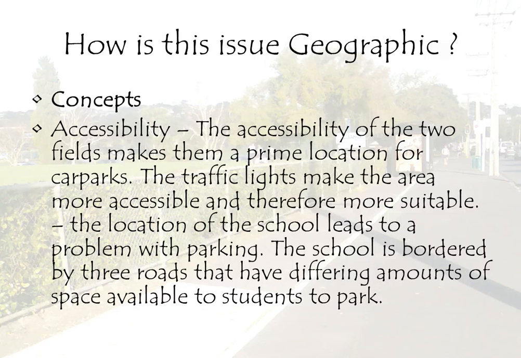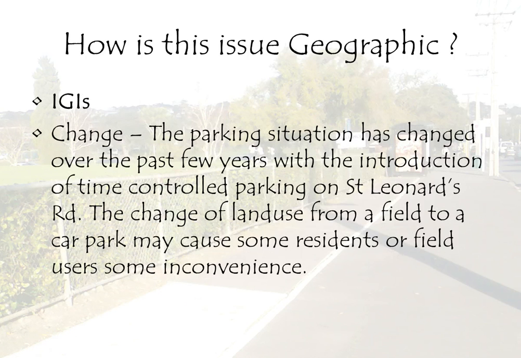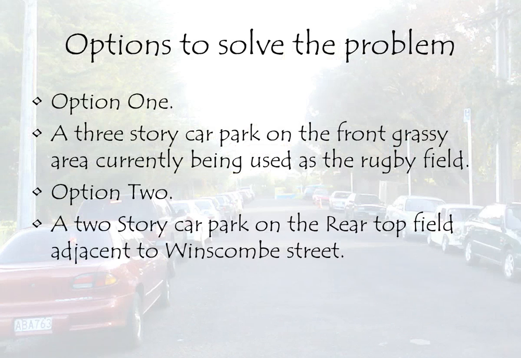Also, we need to look at some important geographic concepts. Accessibility is usually one of the most important ones you can look at. So accessibility should be a factor for most things we're looking at. This one here, it should say concepts. Change is a pretty simple one as well. You only need to do one concept to show how it's geographic. So that's the bit looking at how it's geographic.